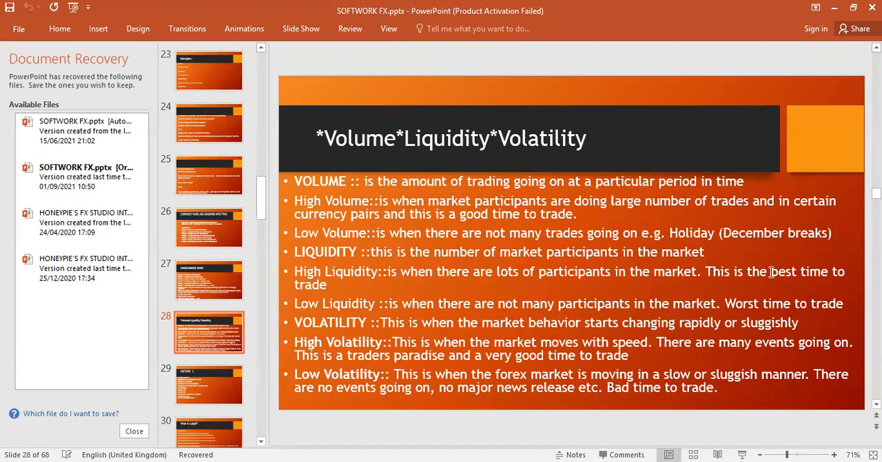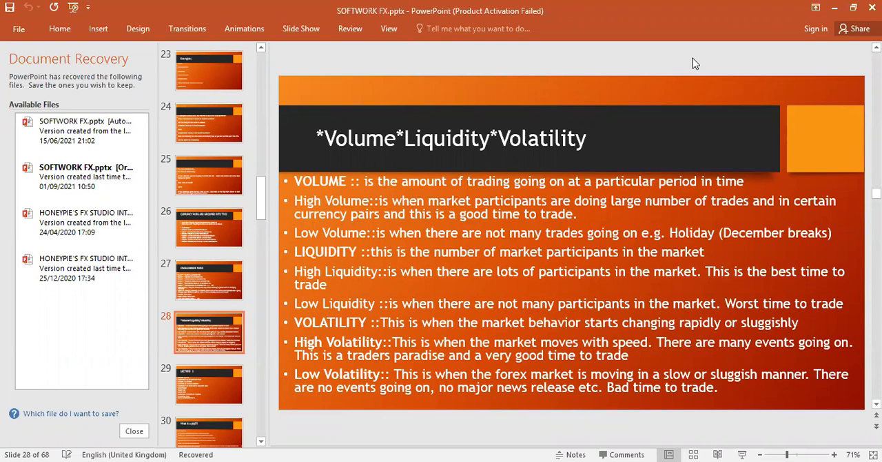Let me quickly talk about these concepts: volume, liquidity, and volatility. Volume is the amount of trading going on at a particular period in time in the market.